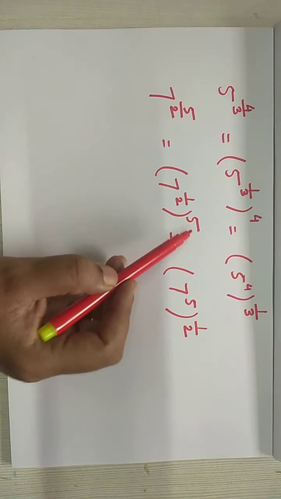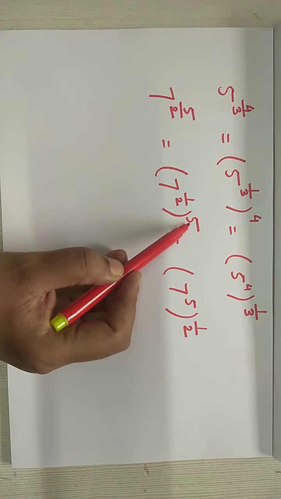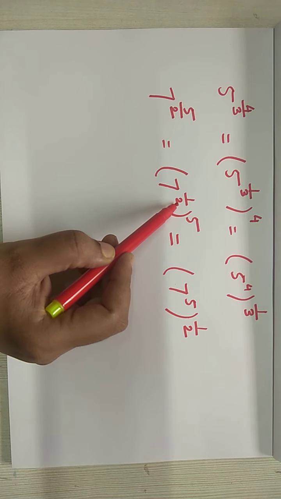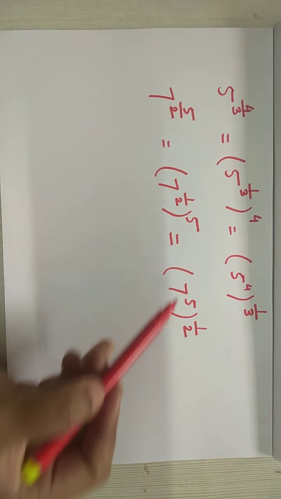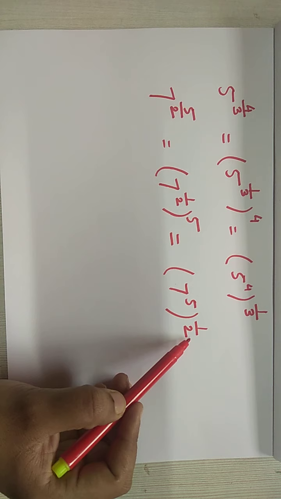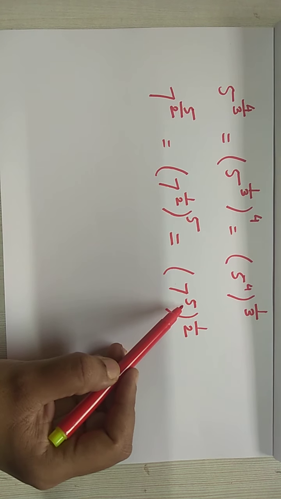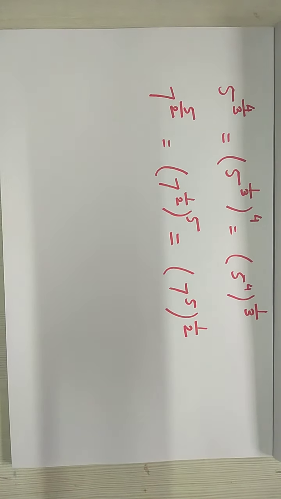Let's see how we will read over here. 5th power of square root of 7. Here it will be read as square root of 5th power of 7. This is how we'll be reading it in words.